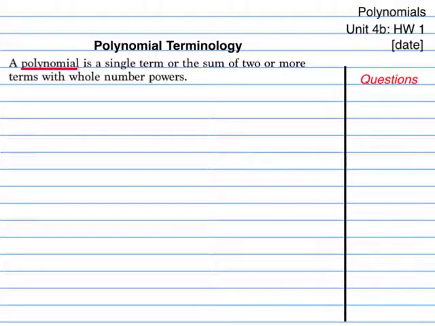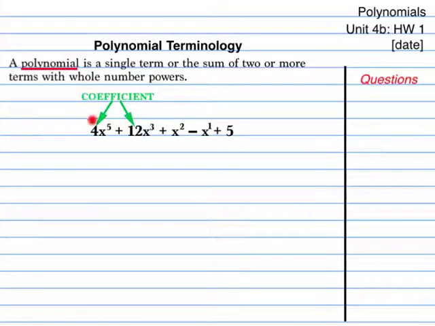So a polynomial is a single term or the sum of two or more terms with whole number powers. So this would be considered a polynomial. Once again, we have single terms, and some of them are adding or subtracting. Now, the 4 and the 12 are what's known as coefficients. Those are the numbers that go before your variables, and they're being multiplied by those variables. 5 is known as a constant. It's not associated with a variable, and it's a constant because it's not changing. It's a constant value.